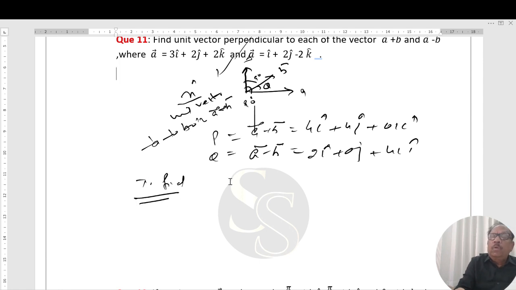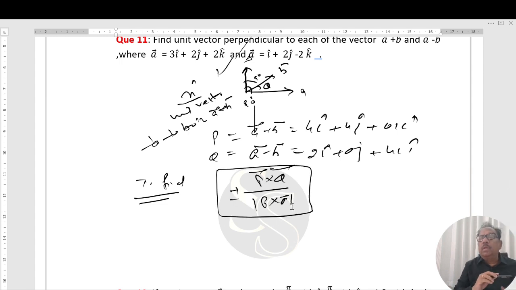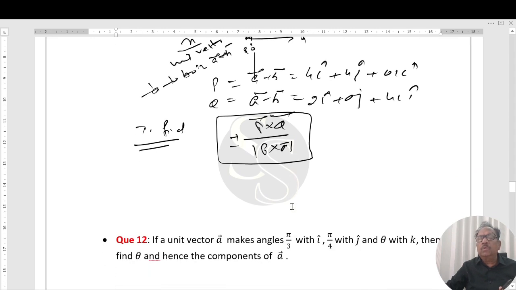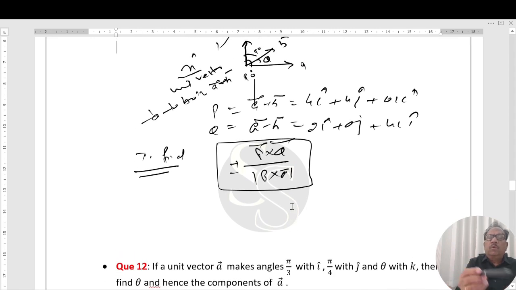To find a unit vector perpendicular to these, we find P cross Q upon the magnitude of P cross Q. This is the formula applicable, right? What will P cross Q be? P cross Q will be another vector, the determinant with rows i j k, 4 4 0, 2 0 4.